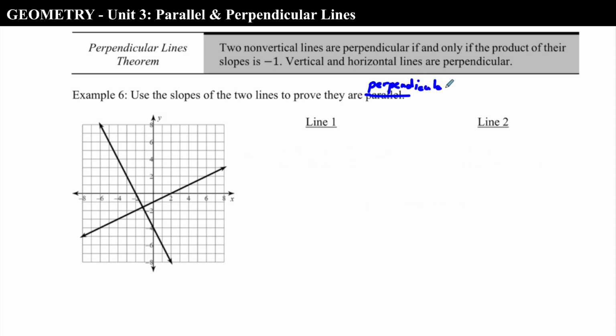So line 1, let's call line 1 the one that is decreasing. The slope of that line, if we investigate it, is -2. The slope of the increasing line is 1/2. Since these are the negative reciprocal of one another, if you multiply them together, you would get -1. So therefore, we know that the lines are indeed perpendicular.